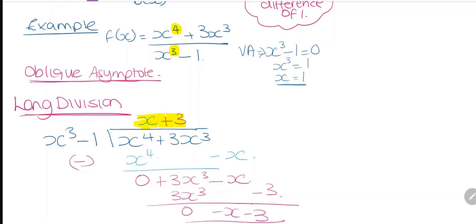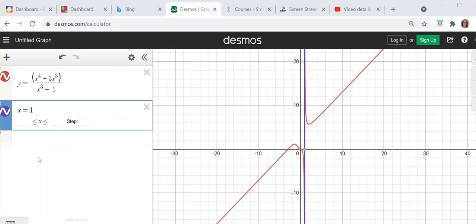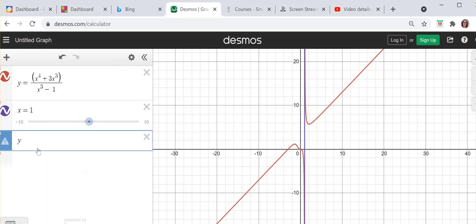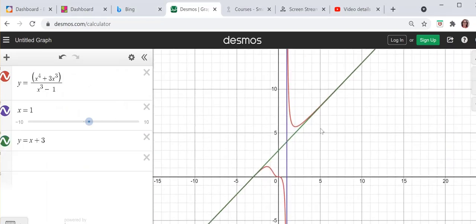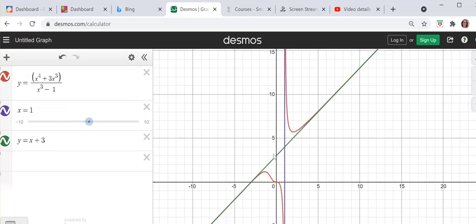So let's go back to Desmos. And we can type in here y is equal to x plus 3, changing that to green just so we can see. So here we have our oblique asymptote with the equation y is equal to x plus 3.